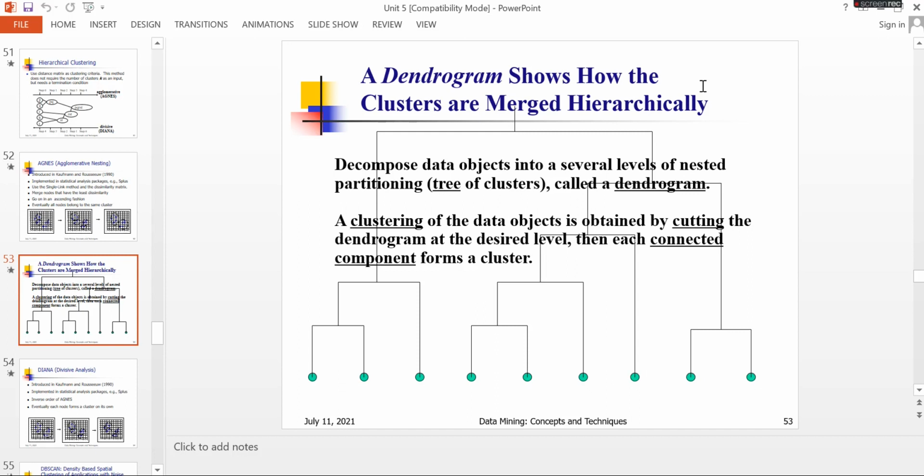At the bottom, it consists of elements A, B, C, D, E, F, G, H, I. These are the elements. Then from bottom to up, agglomerating means bottom to up, right? So bottom to up, what you are doing? A and B combined, formed as a cluster AB. The next one is C. These three combined and form ABC. Next, D and E combined, that is DE. Next, F, DEF. Next, the other one is G, DEFG.